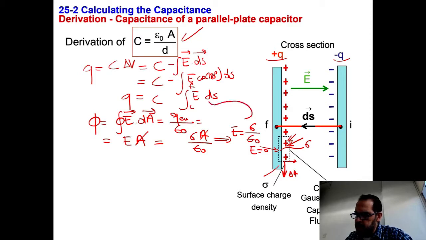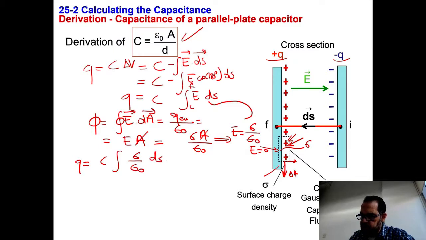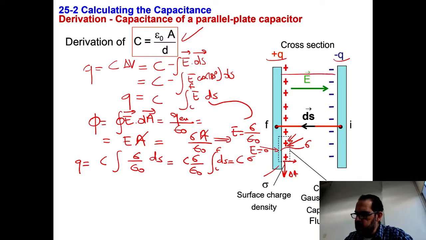So now let's replace this in this equation. We can write Q is equal to C times the integral of sigma over epsilon 0 ds. Sigma over epsilon 0 goes out of the integral, and so this becomes C sigma over epsilon 0 times the integral of ds from the initial position to the final position, which is C sigma times D. Let's assume this is the distance D. So Q equals C sigma D divided by epsilon 0.